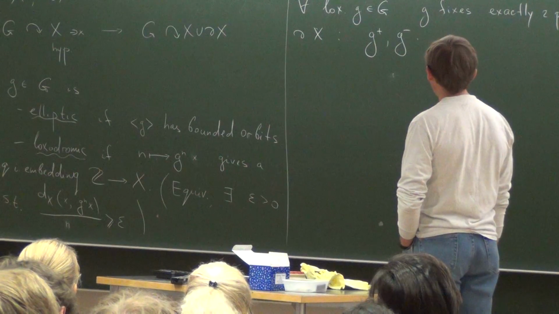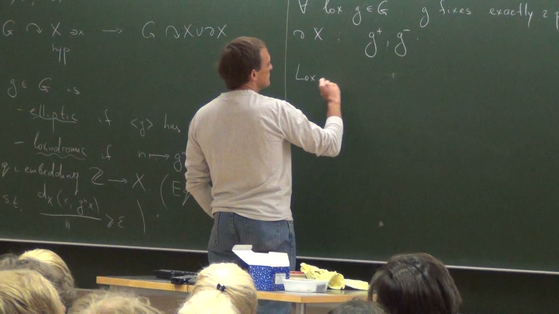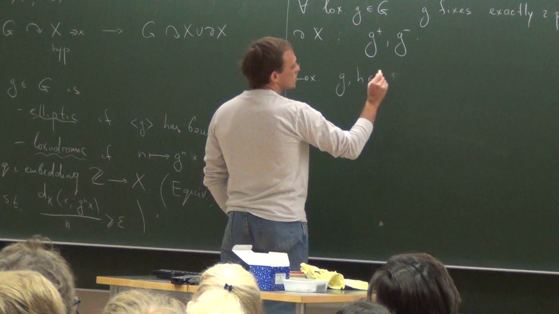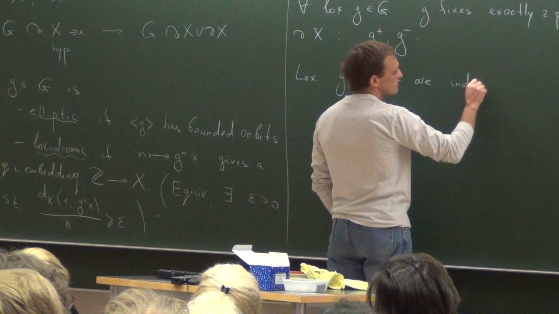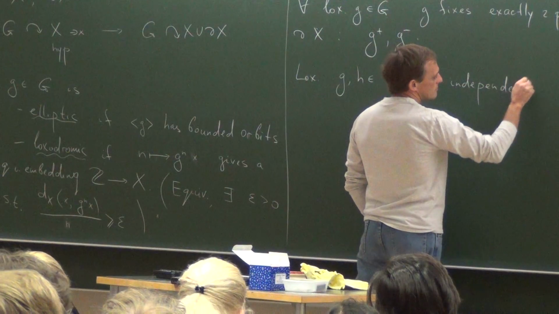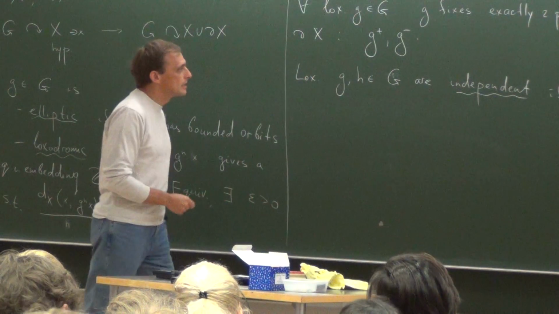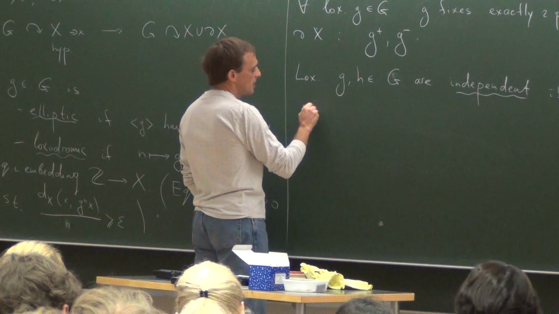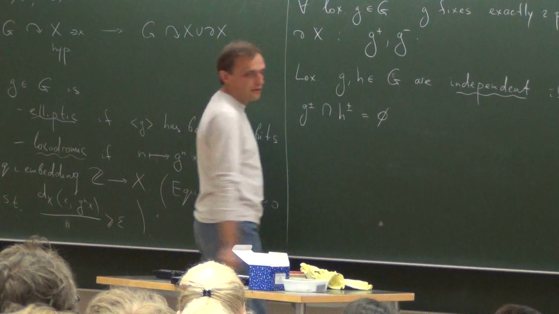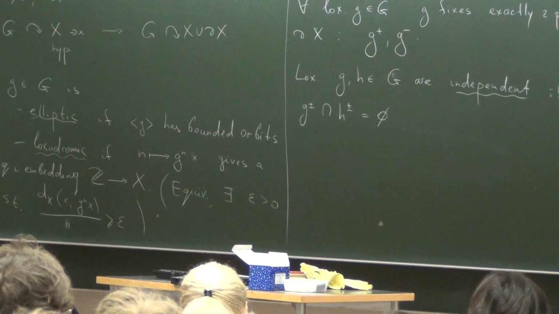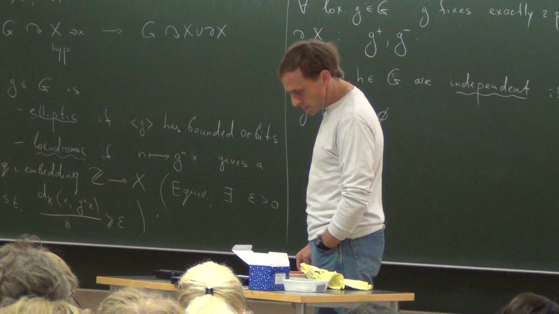So, what else do we need to know? We say that loxodromic elements g and h from G are called independent if {g^±} intersects {h^±} trivially. So the limit points, or fixed points, on the boundary are disjoint. So that's all I want to say about the terminology.